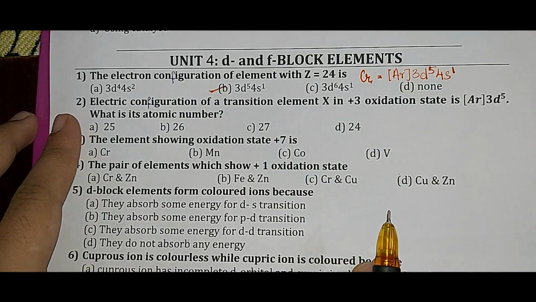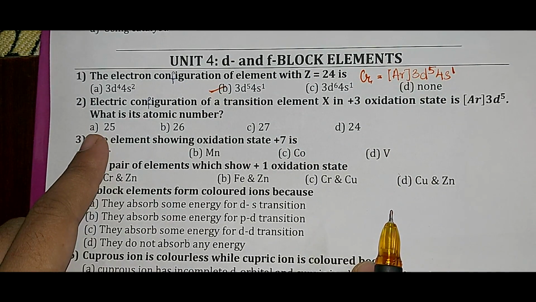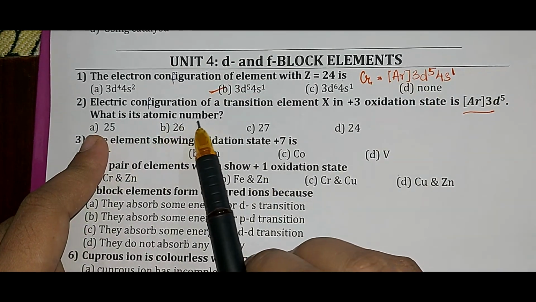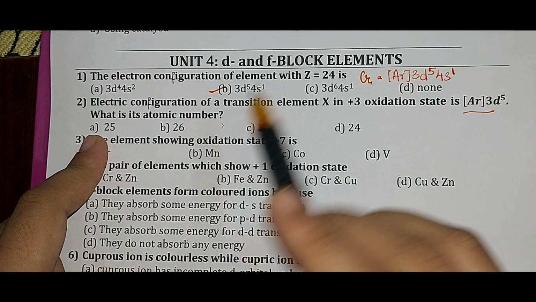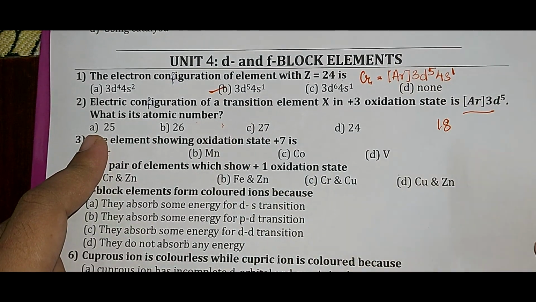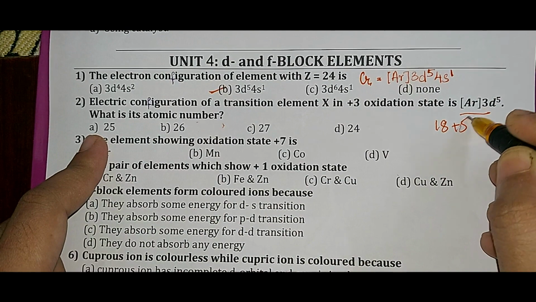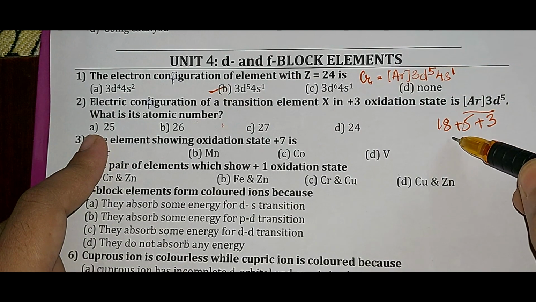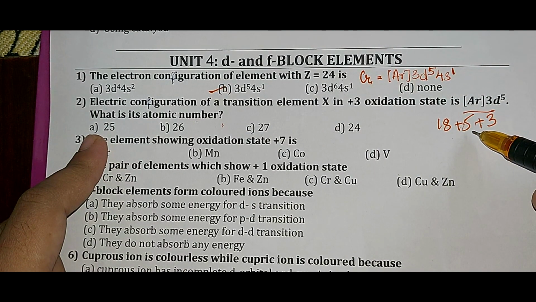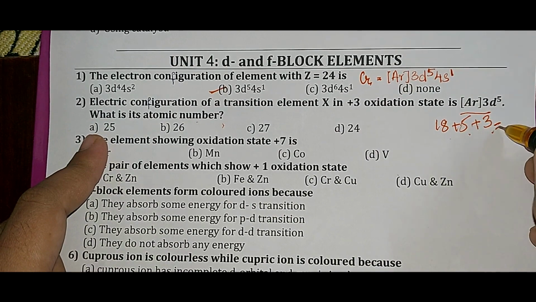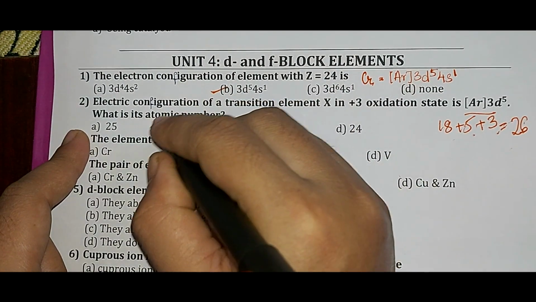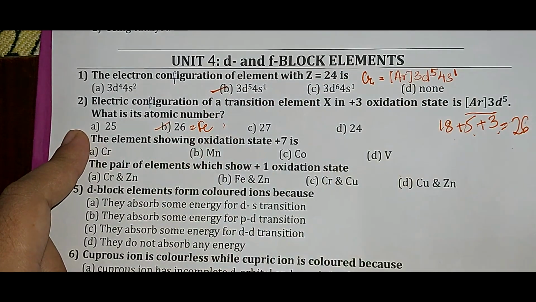Then the second question: the electronic configuration of a transition element X in +3 oxidation state is argon 3d5. What is its atomic number? It's very easy to find out. Argon means it has 18 electrons, d5 means 5 electrons, and +3 oxidation state means it has lost 3 electrons. So 18 plus 5 is 23, and 23 plus 3 is 26. So the atomic number of the element X is 26, which is nothing but iron.